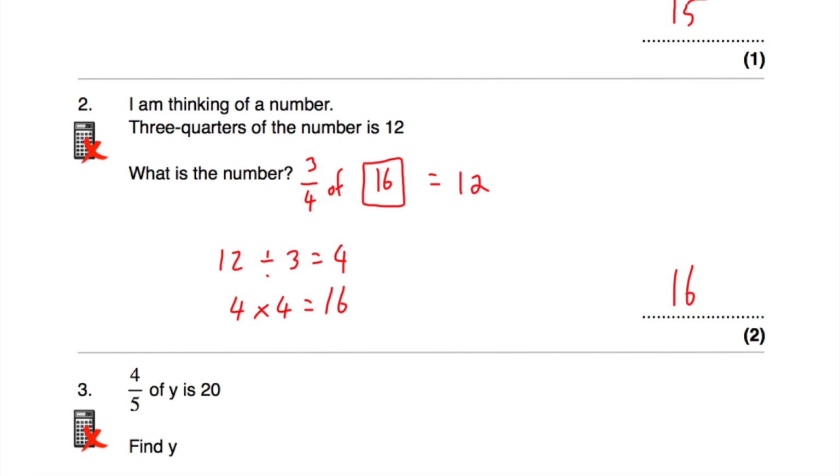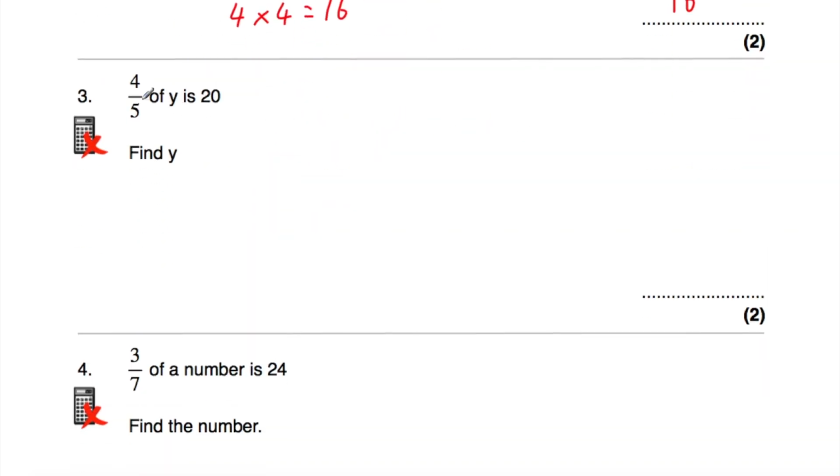Okay, next, question number 3. So question number 3 says 4/5 of y is equal to 20. So 4/5 of this number, of whatever y is, is equal to 20. And the question says to find y, to find this number. So to find 4/5 of a number, we would have divided it by 5 and then times by 4, and that would have given us 20.